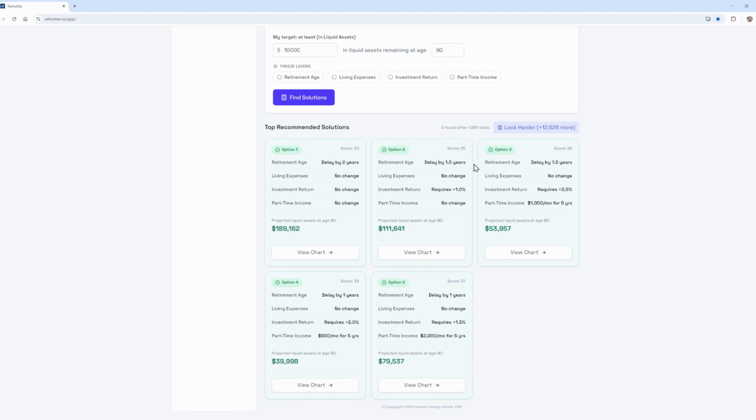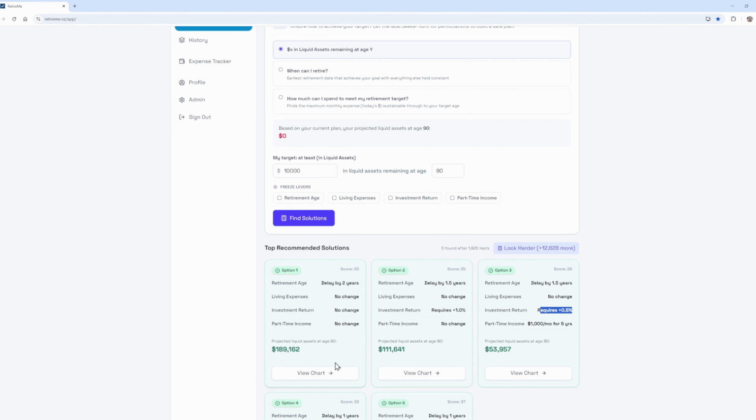And there's another option, which is, well, we're going to be a bit more optimistic about our returns and we will only work for another year and a half. Or we'll get a side hustle job and be less aggressive on our investment returns. And it gives you all these options. Anyway, I'm not going to worry too much about that.